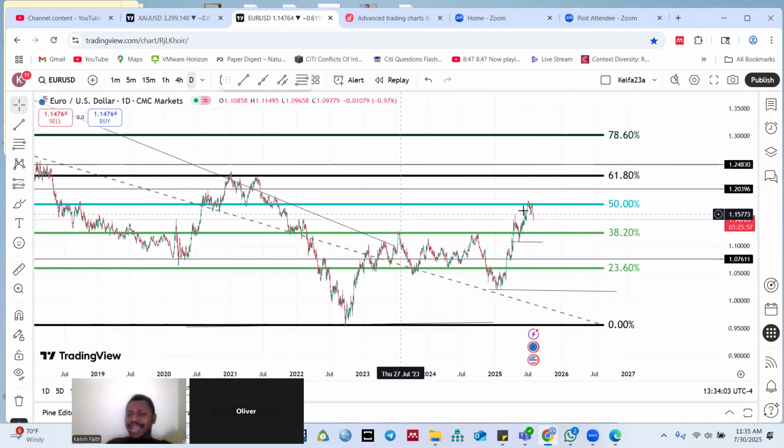This is an area where we can experience some sales. So it makes sense for us to see Euro USD selling. So that is the first thing that I want us to notice. It makes sense for us to see that Euro USD is bearish or is going bearish right now.